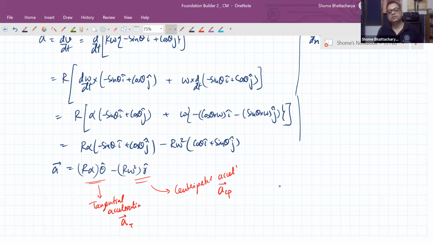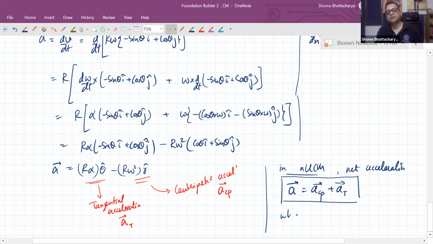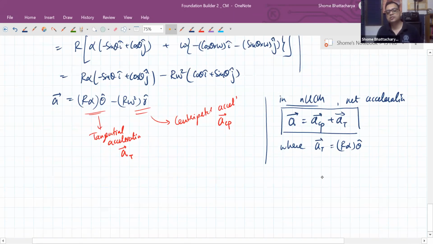Okay. And we say that in the non-uniform circular motion, the net acceleration is the sum of two types of accelerations: centripetal acceleration plus tangential acceleration, where tangential acceleration is r alpha, direction is tangential axis, and centripetal acceleration is r omega square, but direction is along minus r cap. So this has a magnitude of r alpha, this has a magnitude of r omega square.